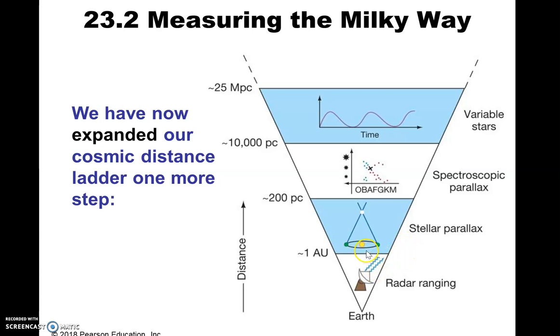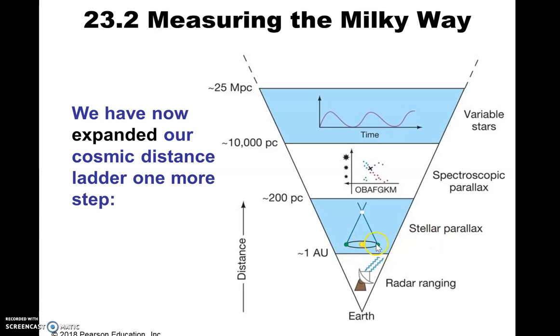So if you go out beyond the solar system, so this would be a lot more than 1 astronomical unit, so you're talking about more than, let's say, 1,000 astronomical units, or even more than that, obviously, then you use what's called stellar parallax, right? We discussed this in great detail.